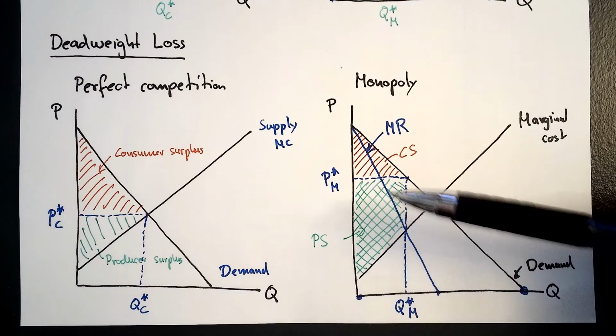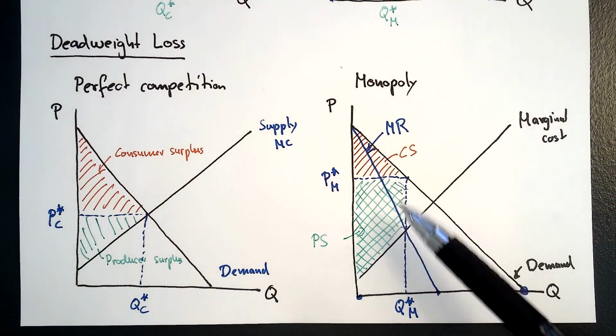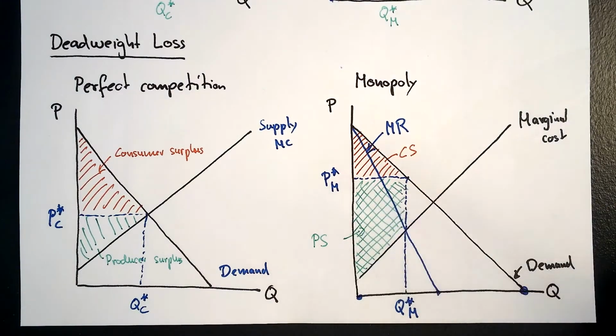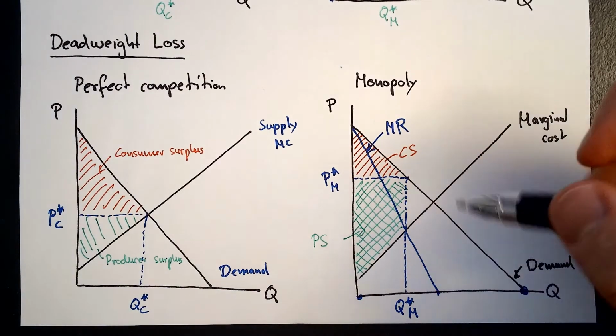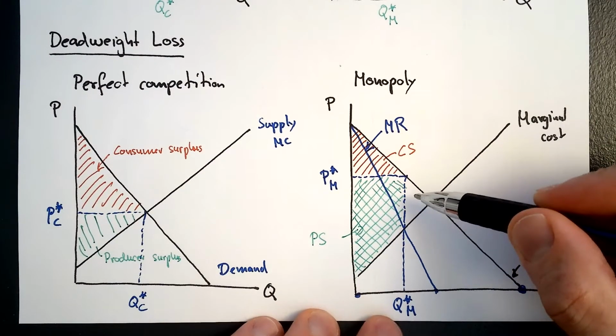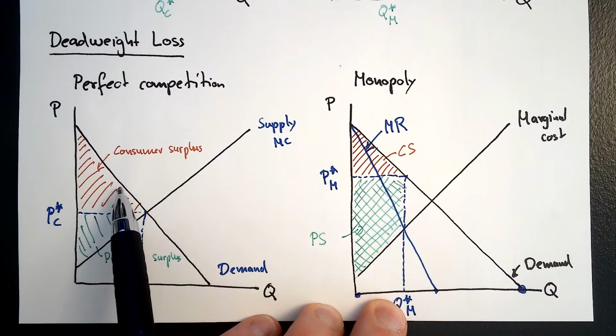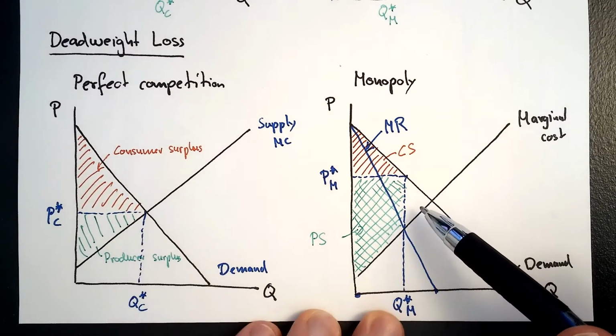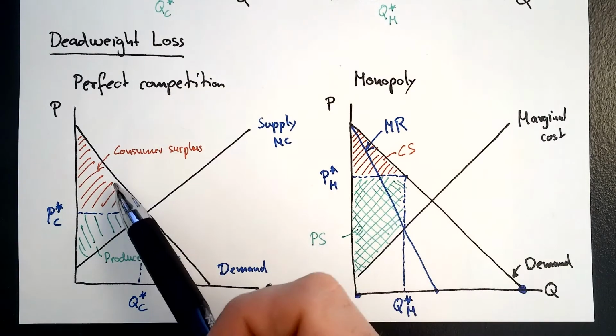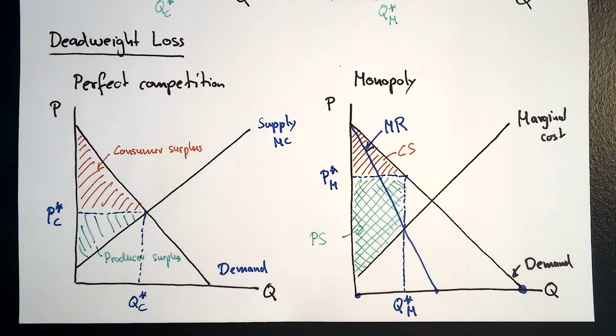But note that the problem is not that we have a higher price or that the consumer surplus is small and the producer surplus is big. The inefficiency associated with this monopolist is that we have this triangle here. This triangle before was part of the social welfare, because it was occupied by consumer surplus and producer surplus, but now we do not have that anymore.